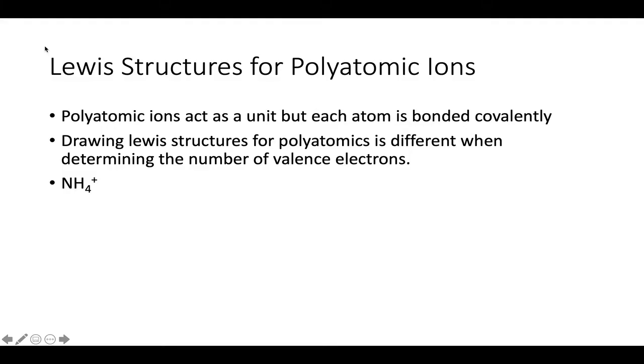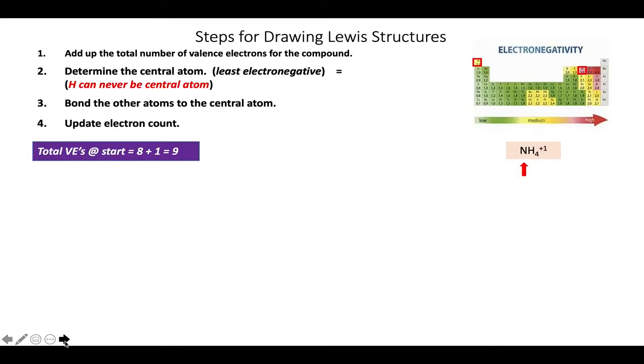Okay, and this second example for this last part 3 of section 6.4, the last section for this unit, we're going to look at the cation ammonium, NH4, and look at its Lewis structure and why it's got this extra plus charge. Again, we said before, we're going to add up the total number of valence electrons for the compound, NH4. We'll determine the central atom.